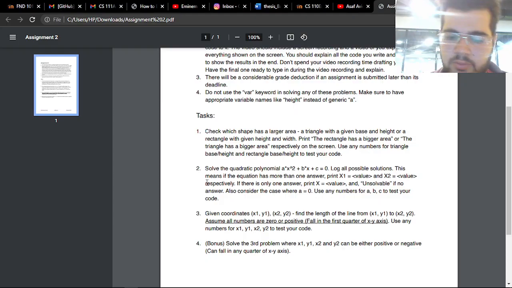Here were the 4 solutions for the 4 tasks.